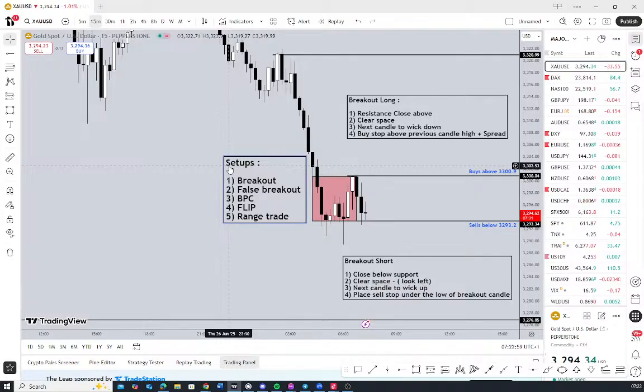Listen, remember, people like to give things names because it sells. But that's it. Okay, so BPC stands for breakout, pullback, continuation, and just not having all that written out across my screen would be too big.